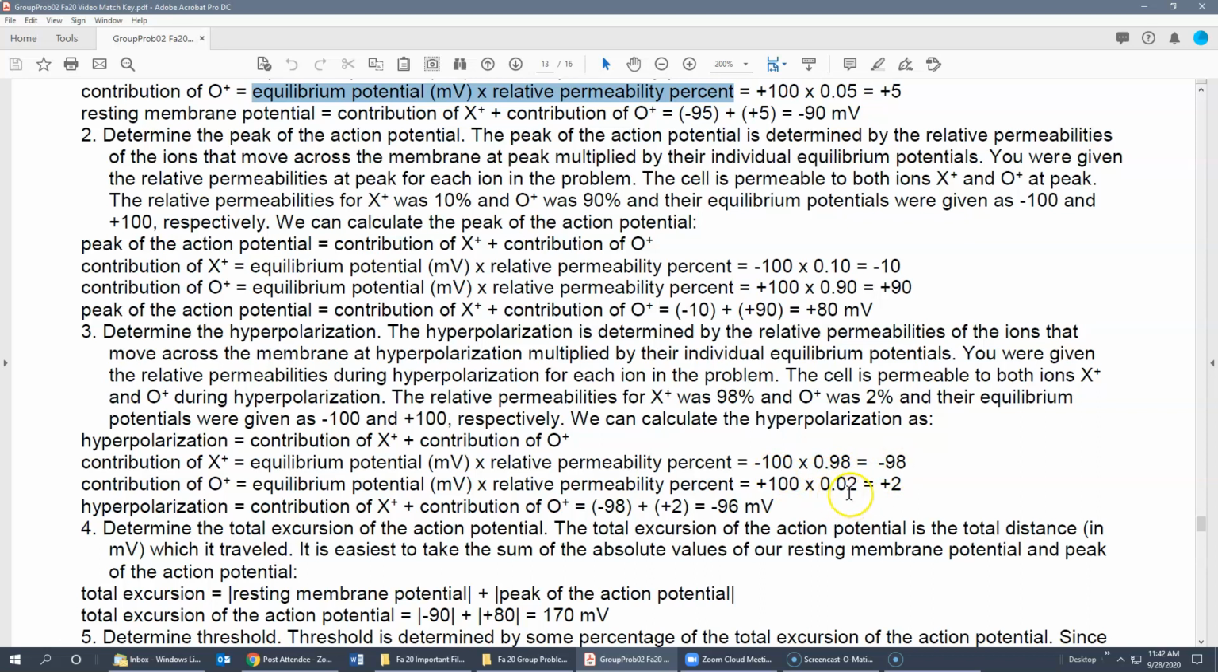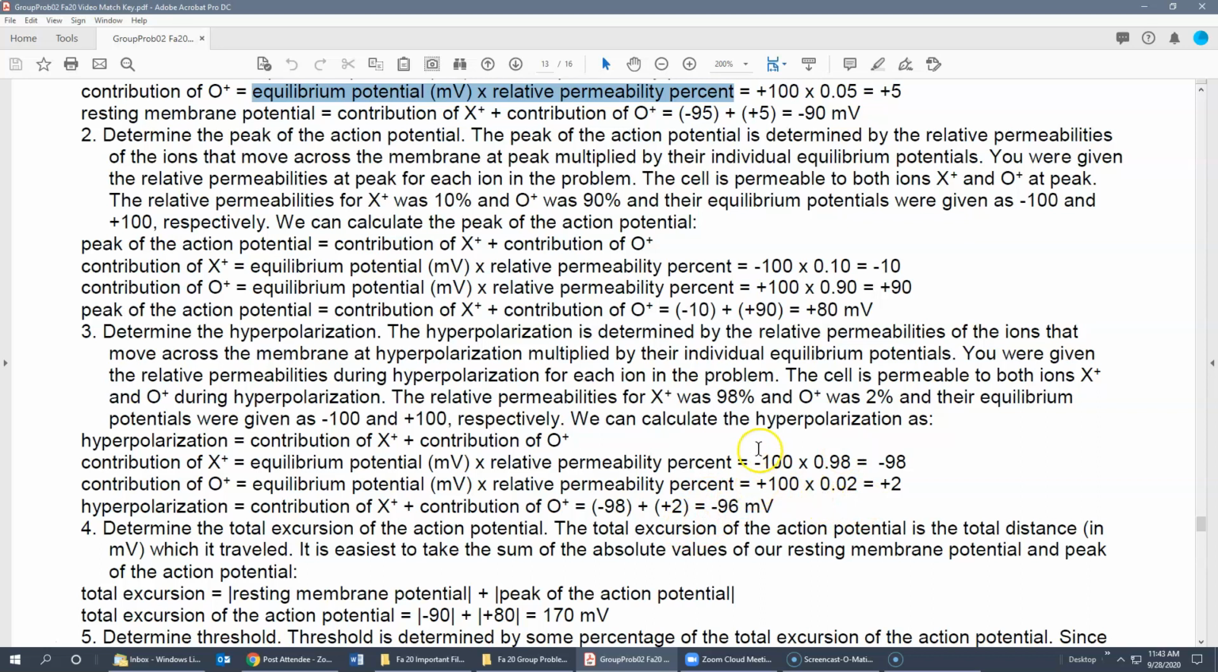0.02, 2%, 0.02 times positive 100 is positive 2. So together they add up to minus 96 millivolts. Okay? So my peak potential, my hyperpolarization, and my rest have been done. Right? So rest is minus 90 millivolts, peak is plus 80 millivolts, and hyperpolarization doesn't occur in every problem, but if you get the math, if you know what the numbers are, then you should calculate it, right? And that's minus 96 millivolts.